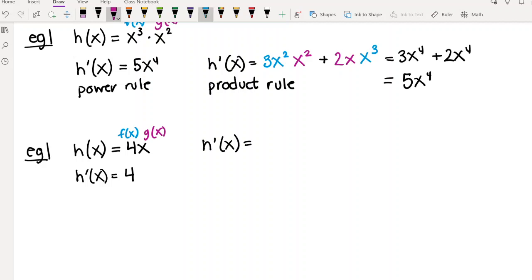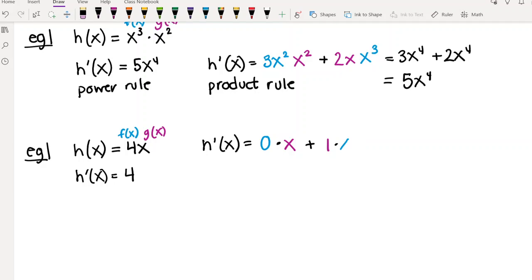So the derivative of 4 would be 0, right? And then we would multiply that 0 with the second function, so that would be with x. And then we can take the derivative of the second function, so g prime of x, that would be 1, and multiply that with the original f of x, which is just x. And lo and behold, we get, I'm sorry, I did something wrong.